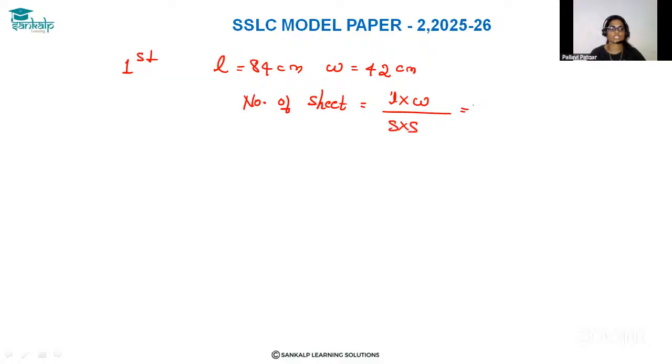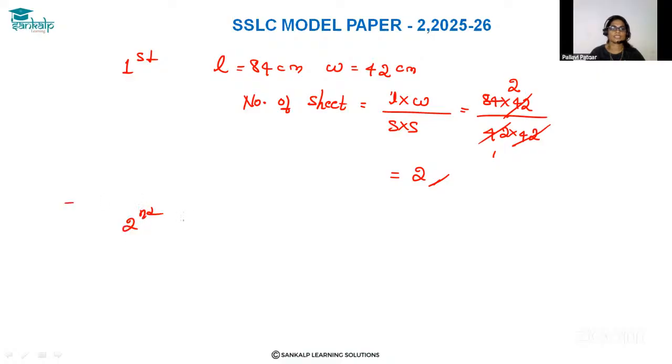So this is equal to 84 into 42 divided by 42 into 42. So 42 ones are 42, 42 twos are 84. So this is equal to 2. That means the first table requires 2 sheets; it can be covered with two sheets. Now we calculate the number of sheets for the second table.